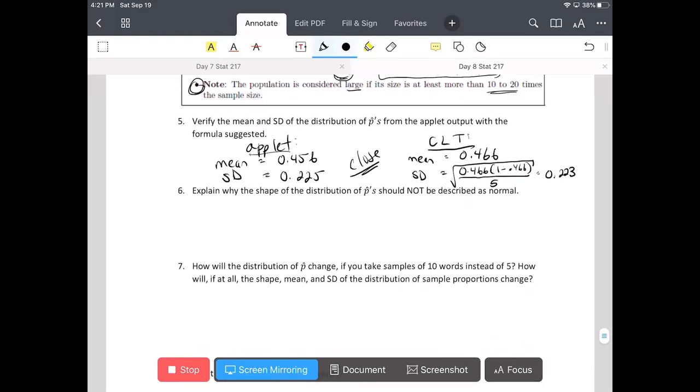Now, explain why the shape of the p-hat distribution should not be described as normal. There are lots of gaps in that graph. If you look back at the graph, there are lots of gaps. And n equals 5, nowhere near 10 successes and 10 failures.